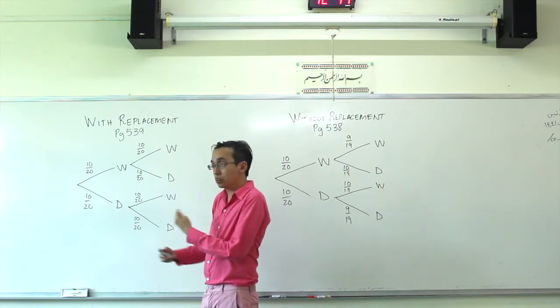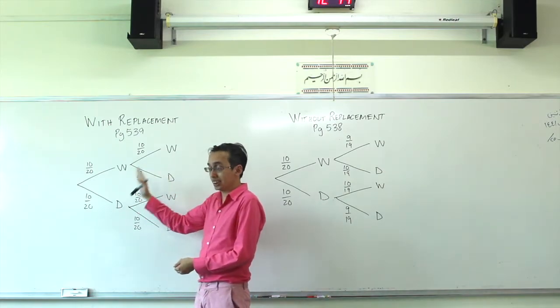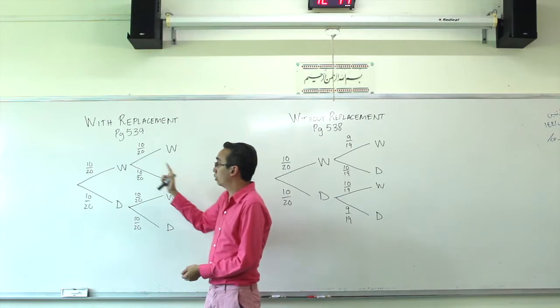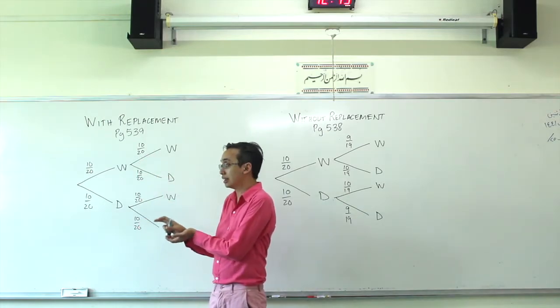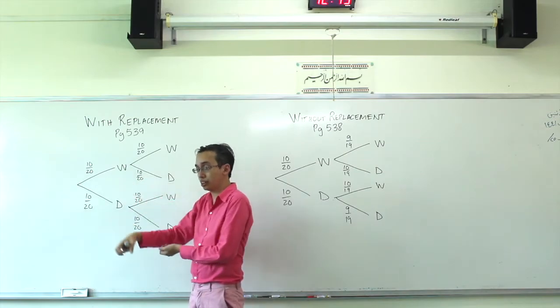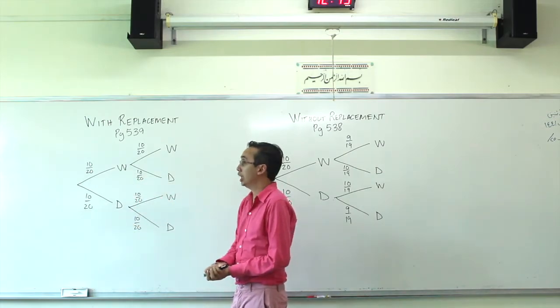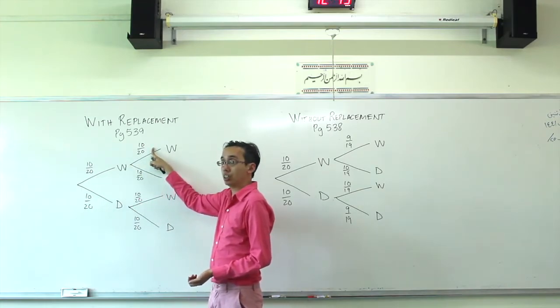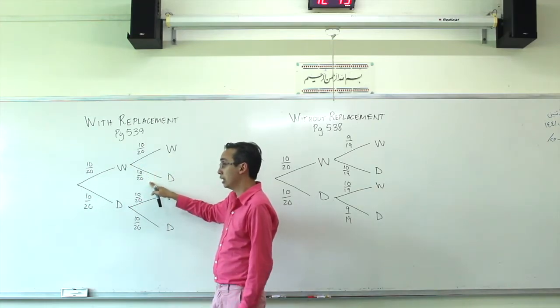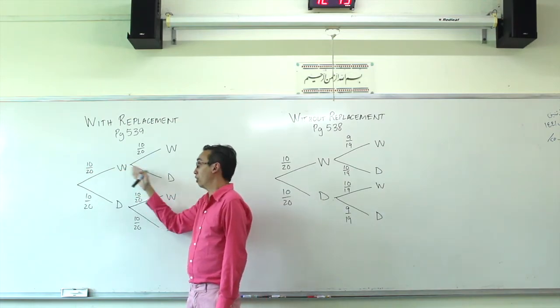By doing so, you did not change the total for the second trial. The total still remains as 20, and the number of white chocolates still remains as 10, even though your first draw was white. So the probability remains the same throughout. Similarly, for the probability of dark chocolate, it was originally 10 out of 20.